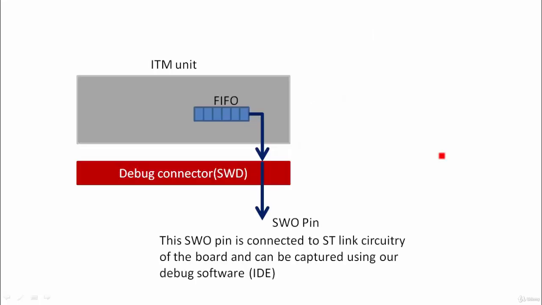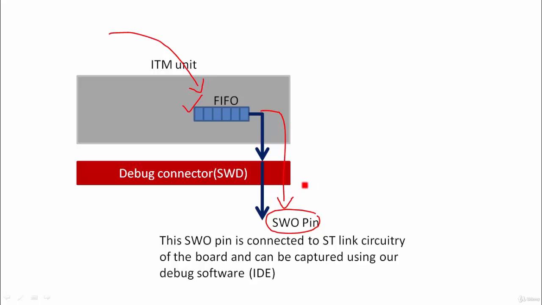Let's move forward. If I zoom into this ITM unit further, what you see is a FIFO, or you can call it a buffer or a register. It's a hardware buffer inside the ITM unit. All you need to do is write the printf data into this FIFO. That FIFO is connected to the SWO pin which is coming out of the processor, and it is coming all the way to your debug circuitry which is present on the board. The moment your printf writes into this FIFO, that message will come over the SWO pin and you then capture it. That's it.